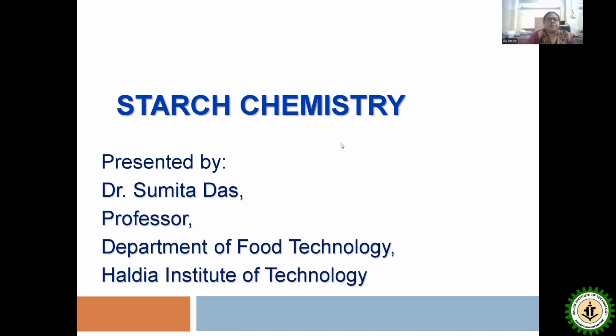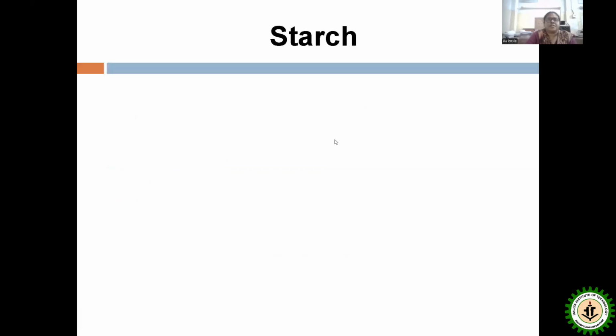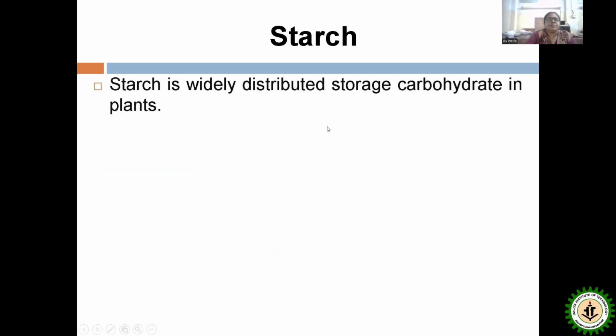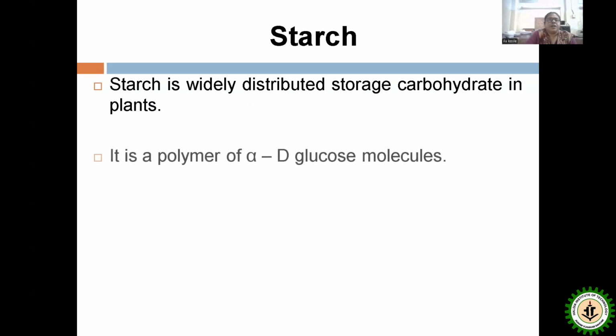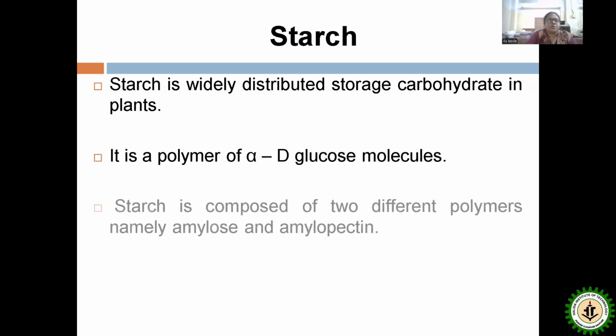Today I am going to deliver a lecture on starch chemistry. So to understand it, first you have to know what is starch. Starch is basically a widely distributed storage form of carbohydrate in plants. It means when plants synthesize glucose by the photosynthesis process, it is stored in the plant in the form of starch. Now, starch is basically a polymer of alpha D glucose molecules.